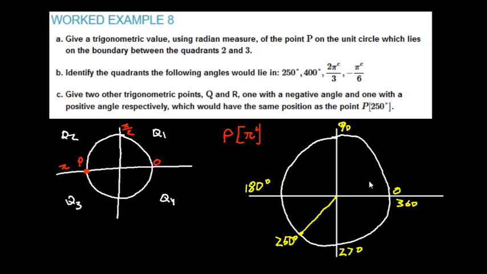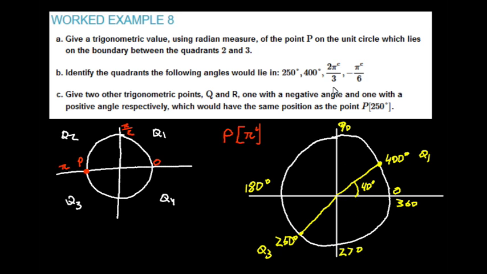Next one is 400, obviously more than 360. So what I've actually done is a full rotation up to 360. The difference between the two would be 40. So this angle in here would be 40 degrees, and the angle 400 would be in quadrant 1. Sorry, I should have labelled that as quadrant 3 before.